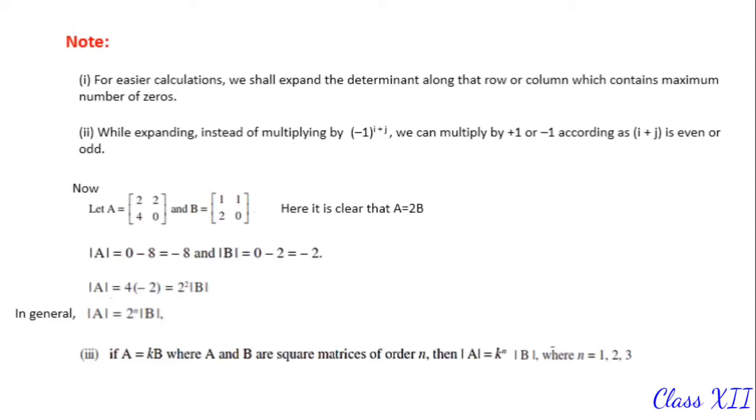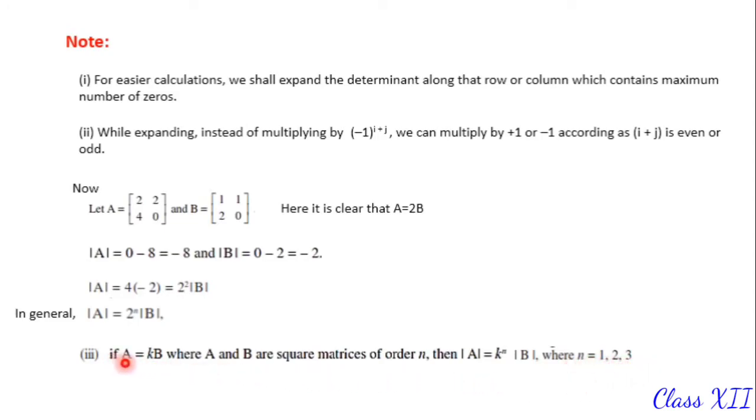And in general, if A is equal to KB, where A and B are square matrices of order n, then determinant A is equal to K power n into determinant B, where n is equal to the natural numbers 1, 2, 3, etc.